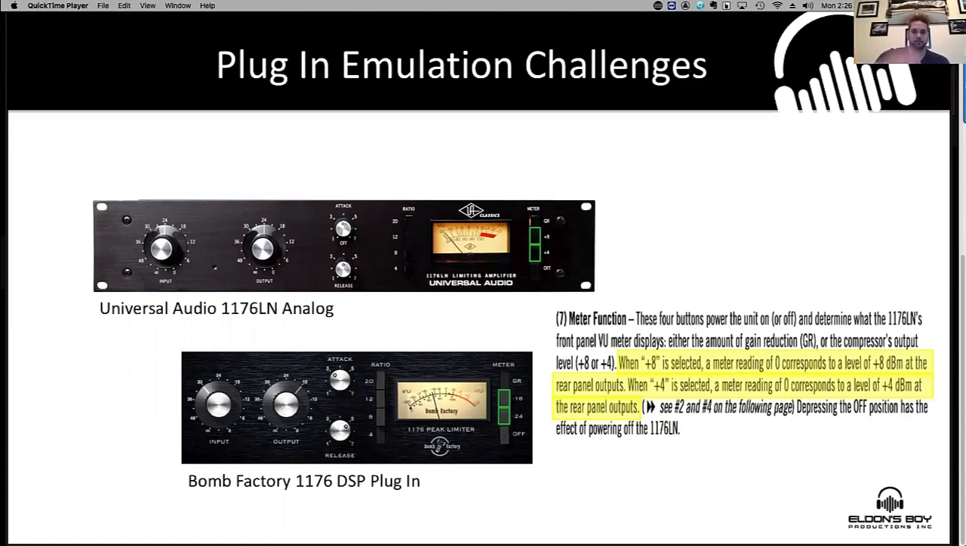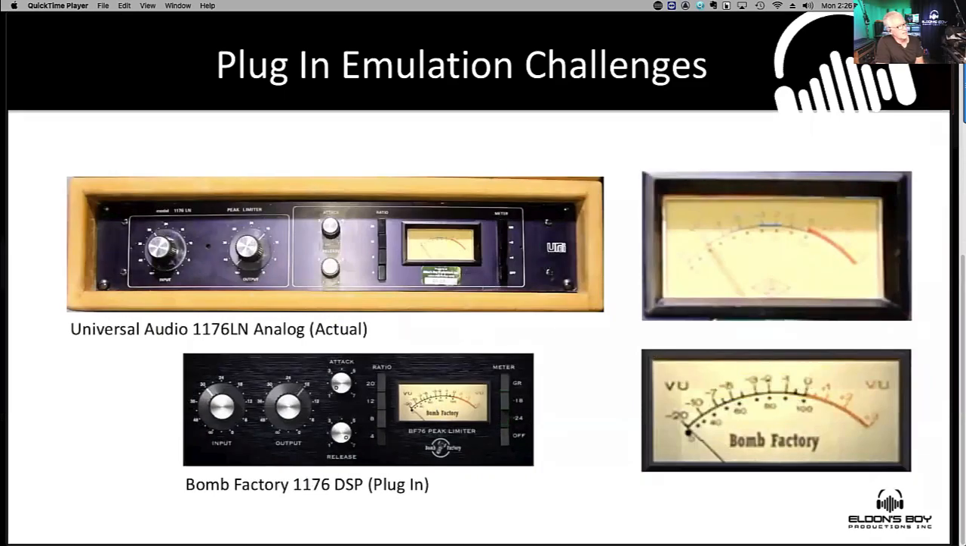All right, so I decided to put together this thing to show the challenge here. We'll see if PowerPoint plays along, it has crashed my computer a couple of times. This is an actual 1176 that I have here at the studio, and this is a plug-in version, the Bomb Factory plug-in running on the console. These two units have exactly the same settings: same ratio, same attack, same release, same input and output level. And they're both receiving the same signal.